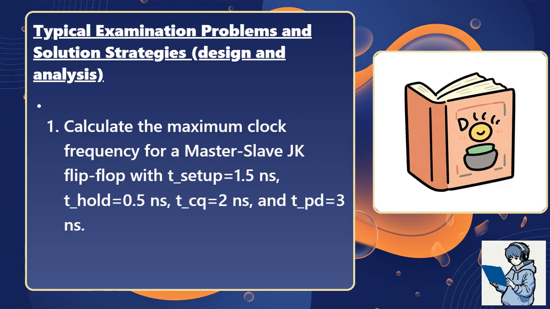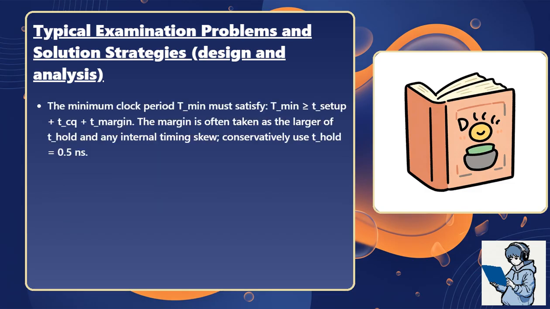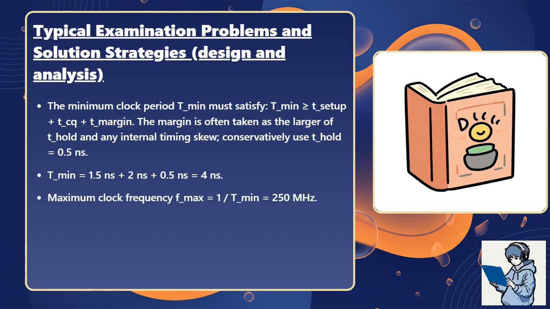obtained. Number 2. Calculate the maximum clock frequency for a master-slave JK flip-flop with T setup equal 1.5 nanoseconds, T hold equals 0.5 nanoseconds, TCQ equal 2 nanoseconds, and TPD equal 3 nanoseconds. The minimum clock period Tmin must satisfy Tmin greater than or equal to T setup plus TCQ plus T margin. The margin is often taken as the larger of T hold and any internal timing skew. Conservatively use T hold equals 0.5 nanoseconds. Tmin equals 1.5 nanoseconds plus 2 nanoseconds plus 0.5 nanoseconds equals 4 nanoseconds. Maximum clock frequency, Fmax equals 1 divided by Tmin equals 250 MHz.